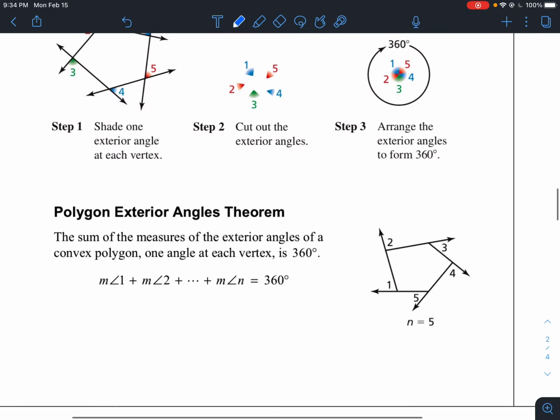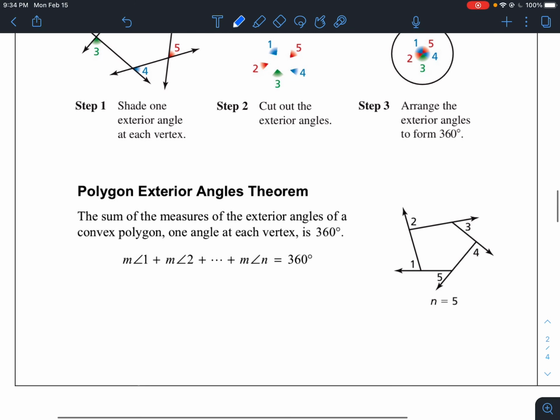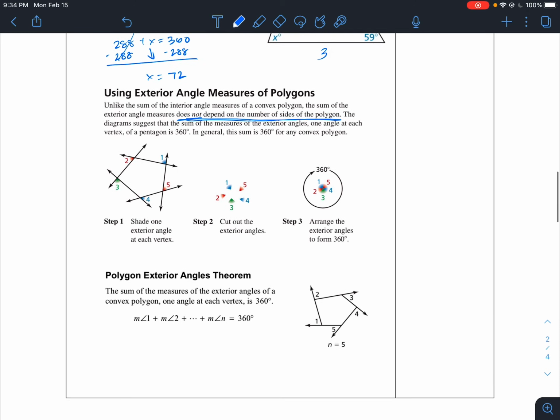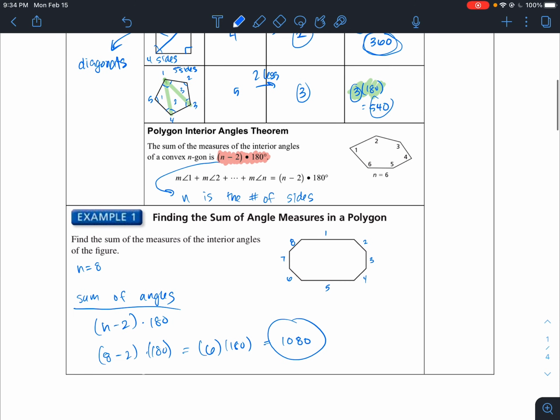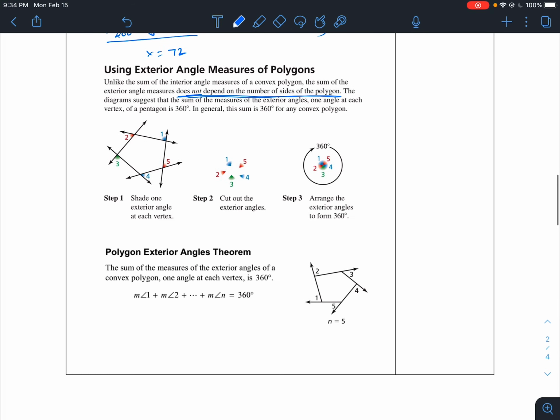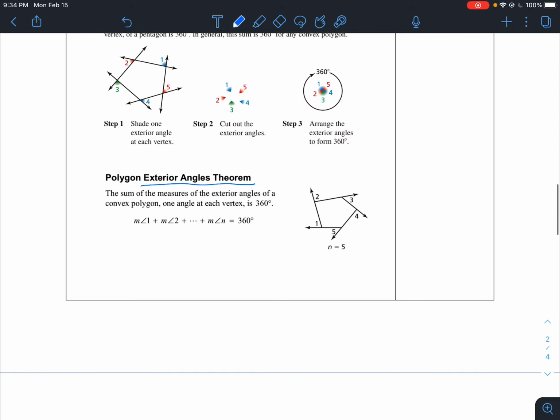This theorem right here tells us that it works for any n-sided polygon. So the sum of the measures of the exterior angles of a convex polygon, one angle at each vertex, is 360 degrees. It doesn't matter how many sides there are; the number of sides doesn't matter. So the polygon exterior angles theorem is just always 360 degrees.